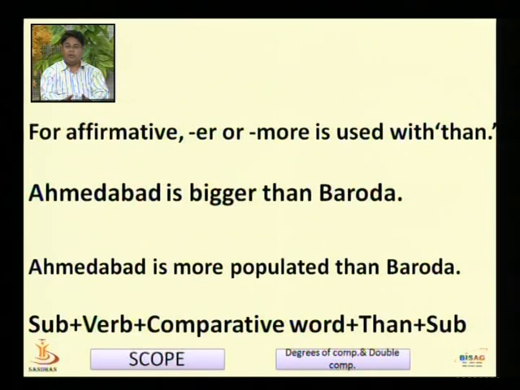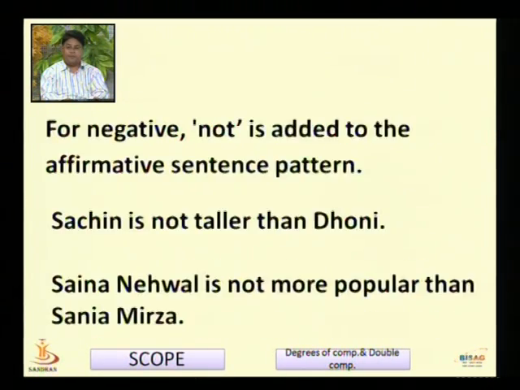It depends on how many syllables the adjective has. For example, big is a one syllable word, so it is bigger, and populated, that is more populated. So a comparative word is used in comparative degree. Otherwise the pattern is the same, subject and verb in the beginning, then comparative word, and then than is used. See the spelling of than, THAN. So in comparative degree comparative word plus than is used.